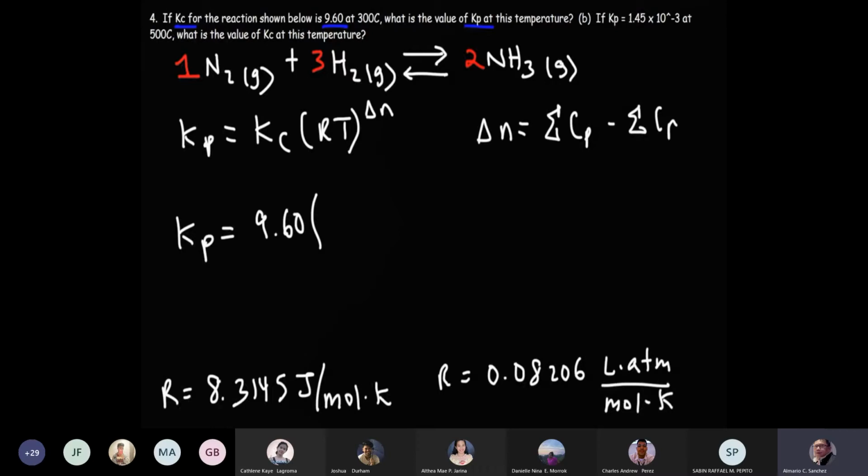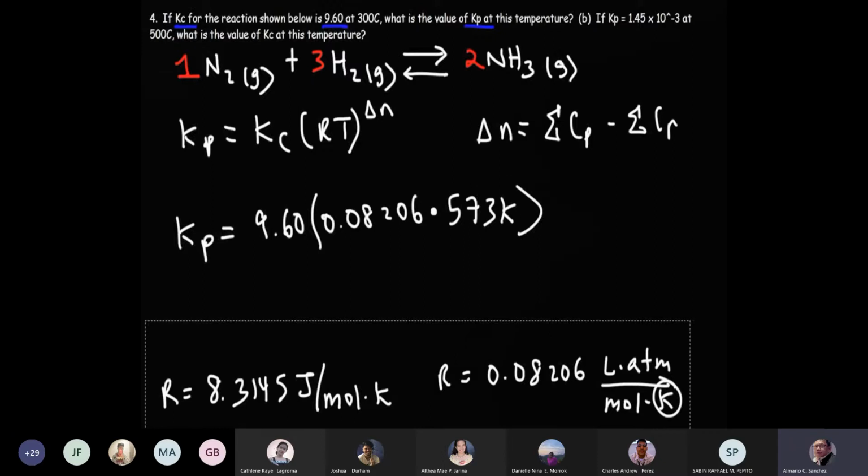Now, Kp, which is described in terms of partial pressure, is usually in units of atm. Therefore, you want to use this R value, which contains the unit atm. So it's going to be 0.08206, and the temperature has to be in Kelvin. So 300 Celsius, to convert that to Kelvin, we need to add 273 to it. So it's going to be times 573 Kelvin, and then raised to the delta N.